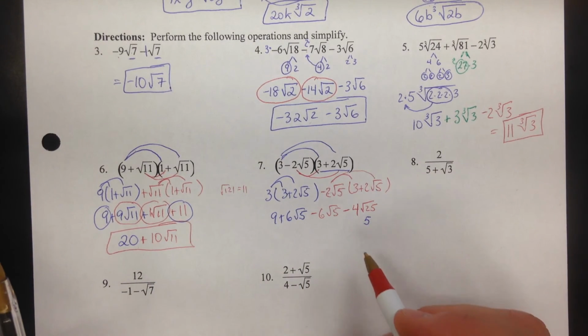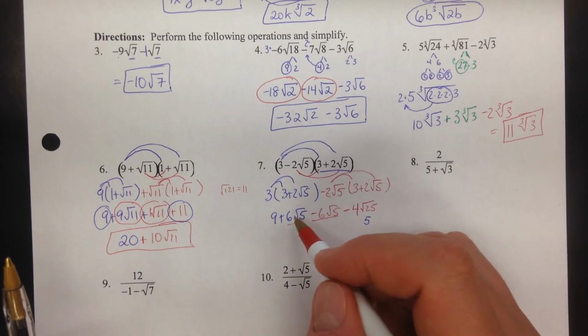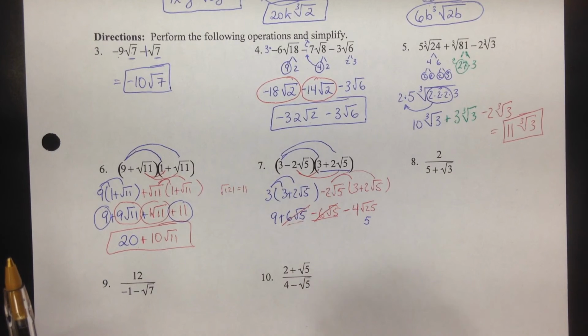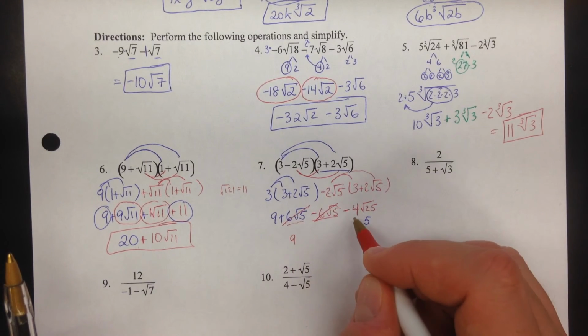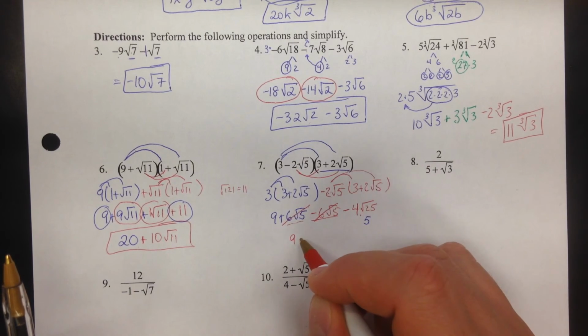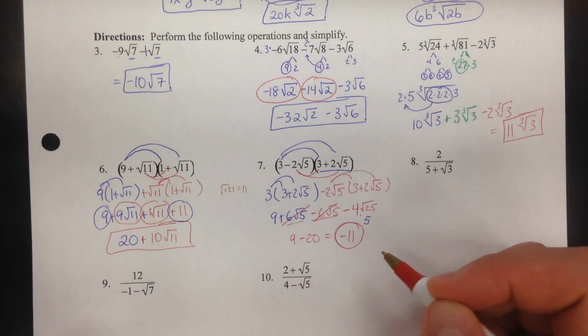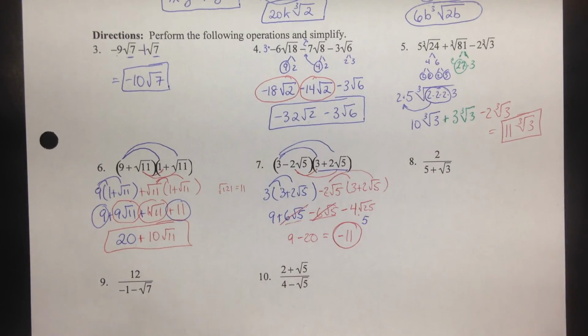Now what happens here, you have positive 6 root 5 minus 6 root 5. That's 0. So we get 9. This is going to be minus 4 times 5, which is minus 20. And we get negative 11. Wow, that's it right there.